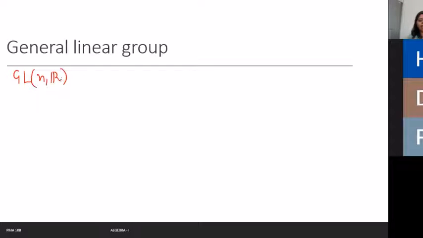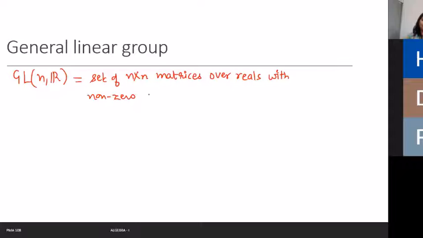This is a notation, GL(n, R). G denotes general, L denotes linear, n is the order, and R is the field, meaning the reals, which we have chosen as the underlying field. So this is nothing but the set of n cross n matrices over reals with non-zero determinants. So it is going to form a group under matrix multiplication.